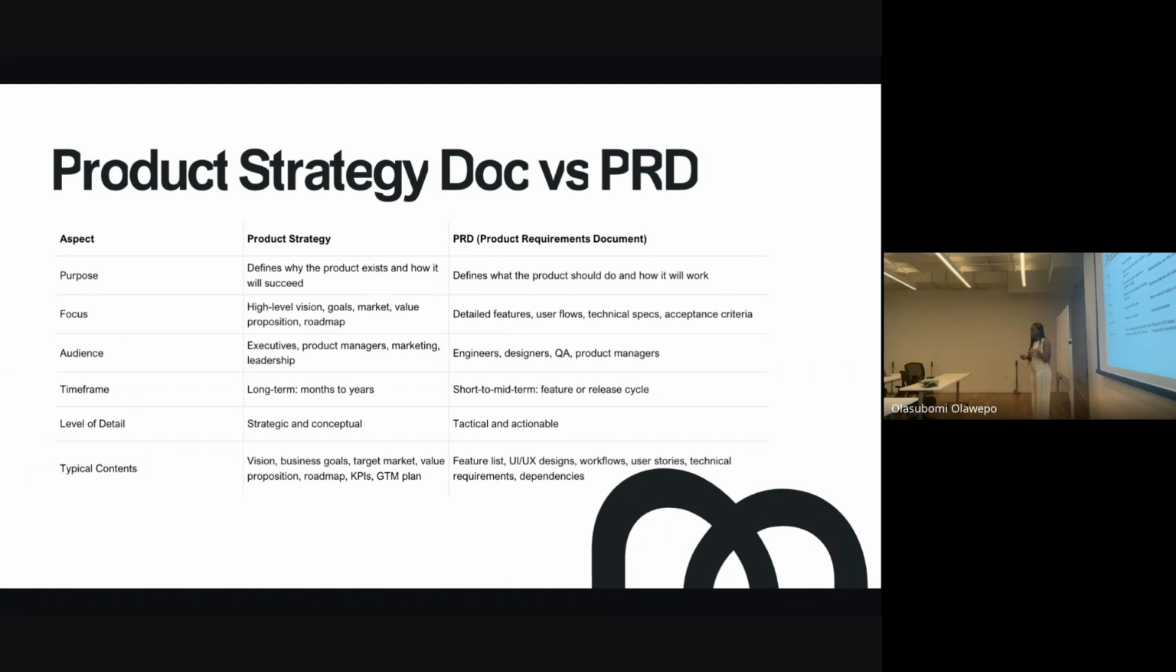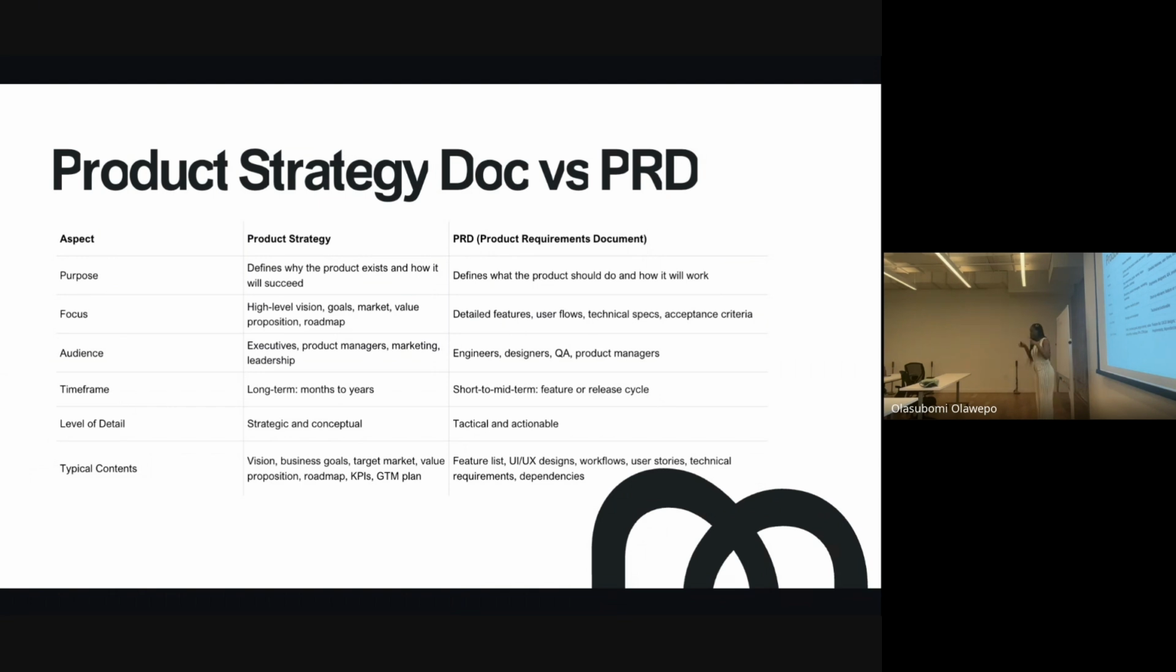And why is that important? It means that we're going to double revenue or quadruple revenue. When is my break-even point? In a 5-year period, what year am I going to actually be profitable? And things of that nature. Those are things that go in your strategy as opposed to your PRD. And then, of course, typical content: vision, business goals, your target market. You need to understand, who am I building this for and what is the audience? And then compared to your PRD, it's a feature list, UX design, workflows, things of that nature.